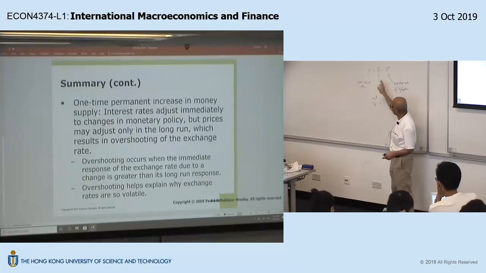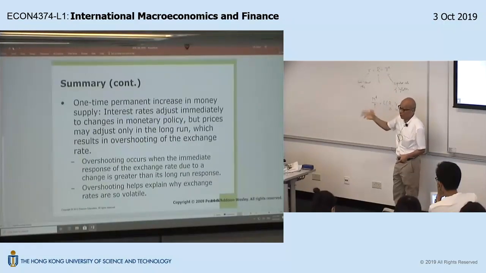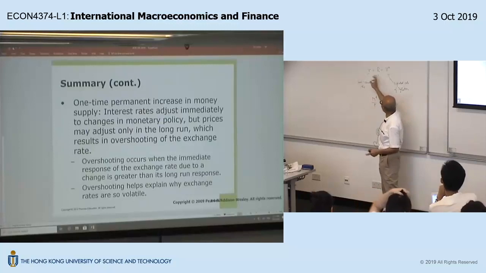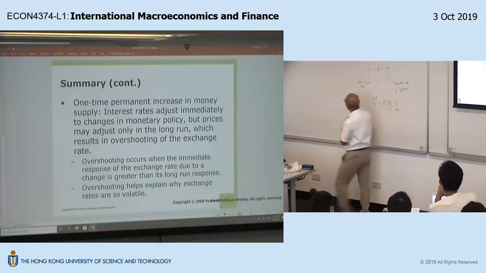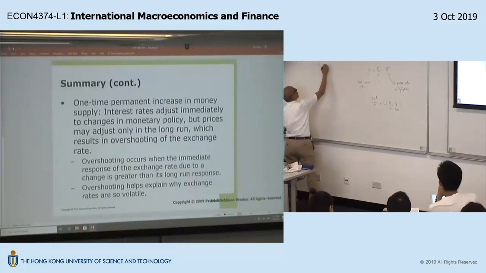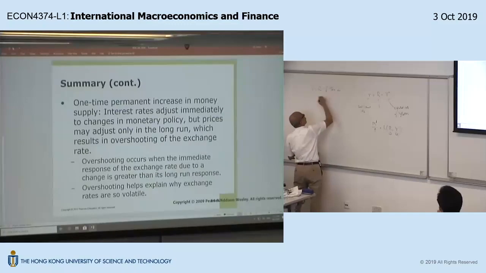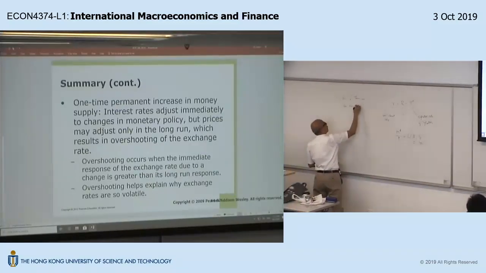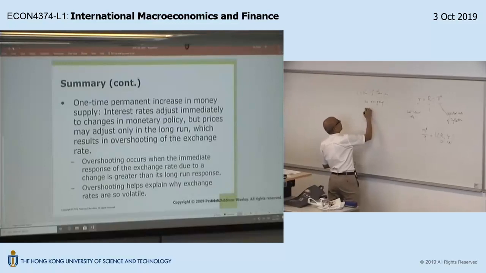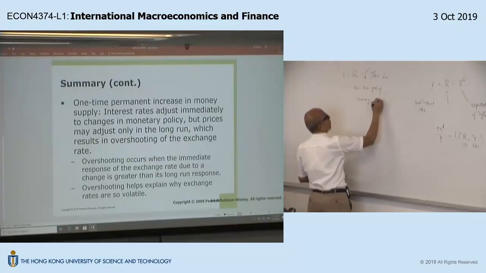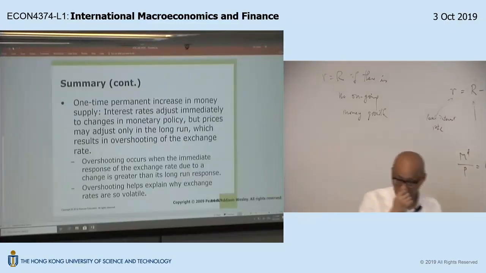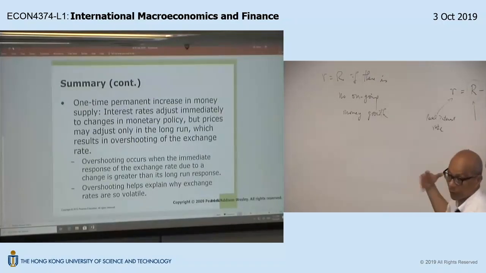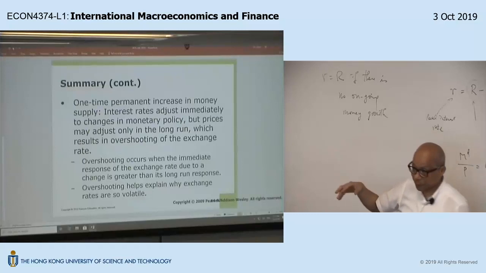So in this case, if there's no ongoing money growth, then the real interest rate is equal to the nominal interest rate. So r is equal to R if there is no ongoing money growth, which is what we assume in the long run steady state. Therefore, the real interest rate would be equal to the nominal interest rate in the long run.